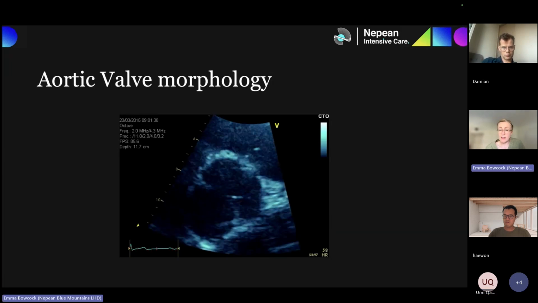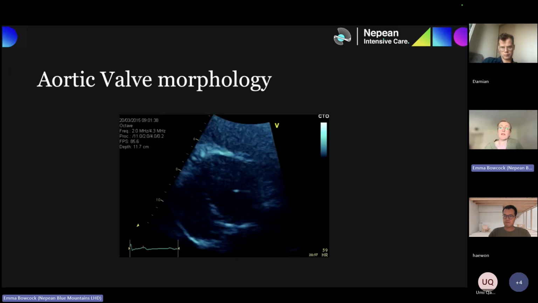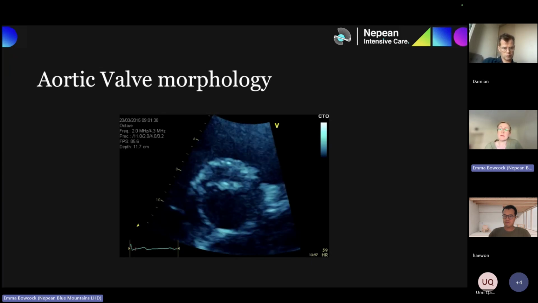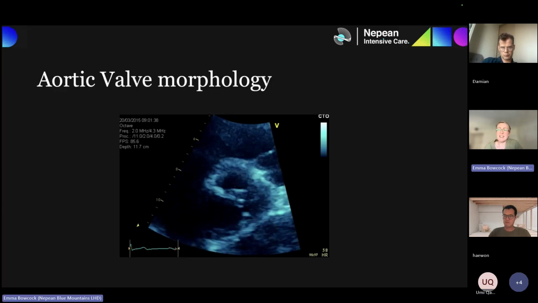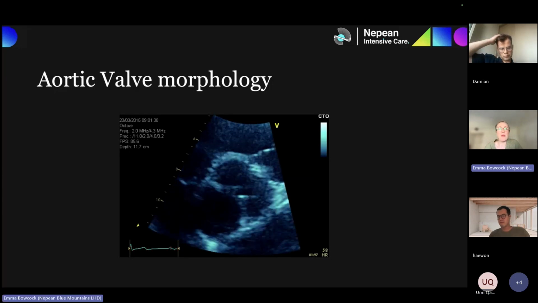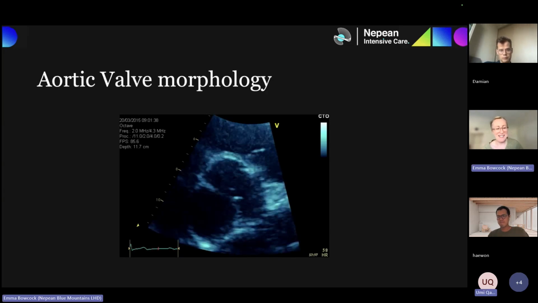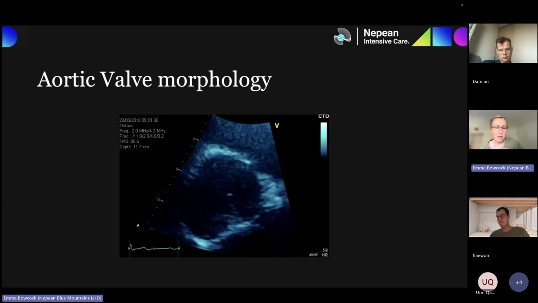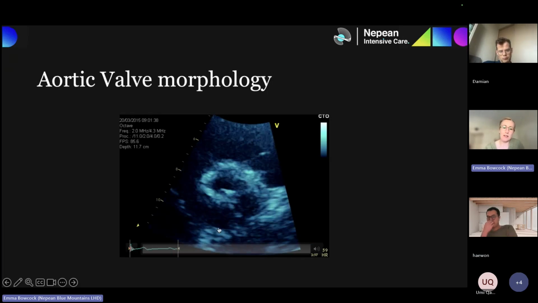Yeah, very nice. So this is a transthoracic. So what do you think? What cusps might have fused? I think it's the left and the right. Very nice, lovely. And is that the most common, do you think? Probably, yep. Yeah, it is. About 70% of bicuspid aortic valves, it's going to be your left and right cusps that fuse.